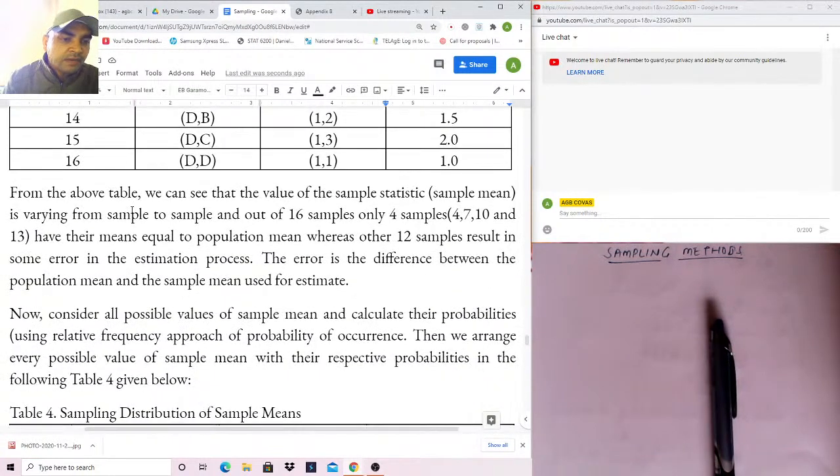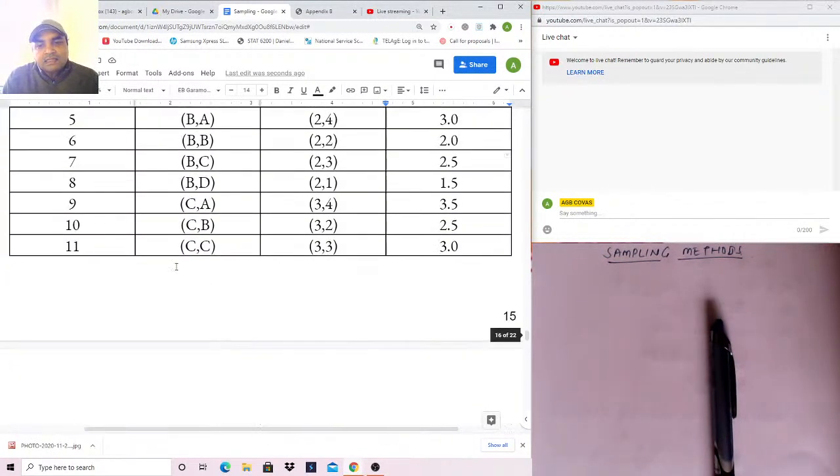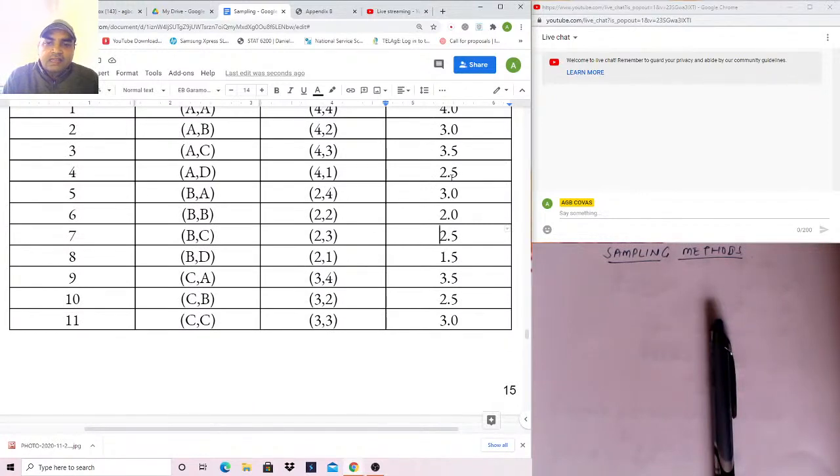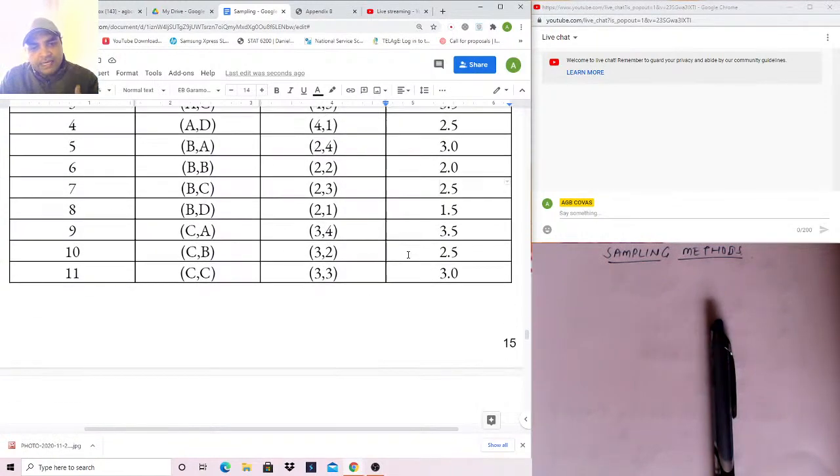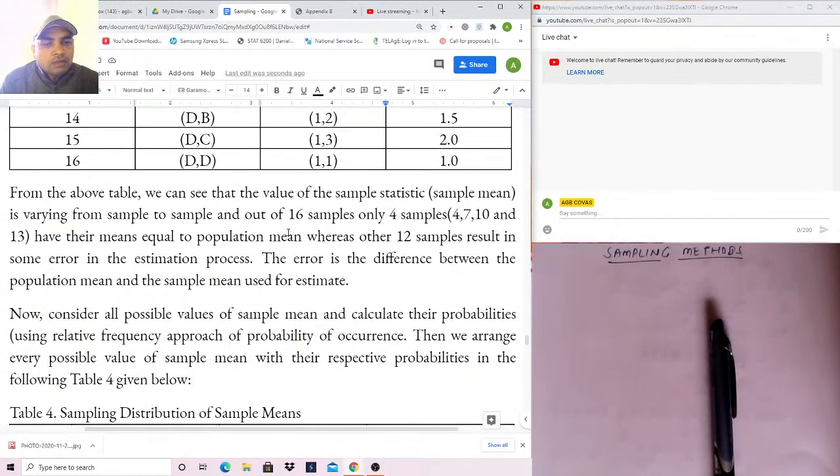So from the above table, you can say that the value of the sample statistic, the sample mean, is varying from sample to sample. That is, sometimes it is coming 4, then 3, then 2.5, sometimes 1.5. Like this, it is varying. Okay. So it's varying from sample to sample. And out of 16 samples, only 4 samples, that is numbers 4, 7, 10, and 13, have their mean equal to the population mean, whereas the other 12 samples result in some error in the estimation process.